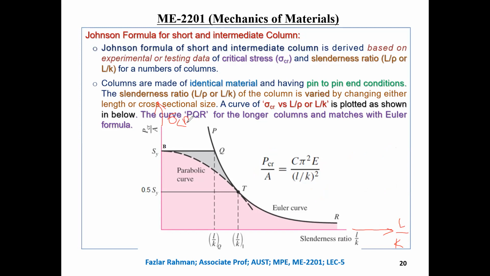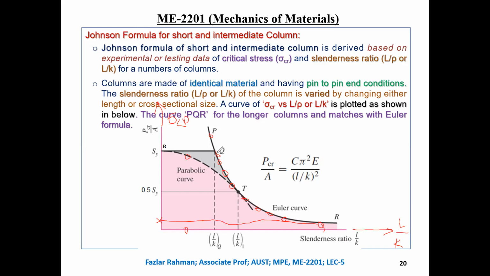Then he figured out how a column fails. Say he picked up one column, its L by rho is right over here. And he tested it, and he found that when the stress is this much, it fails. And he took the other column, say L by rho right over here, and it failed with this much stress. Similarly, he got a number of columns, and he got a number of points in several locations, right?